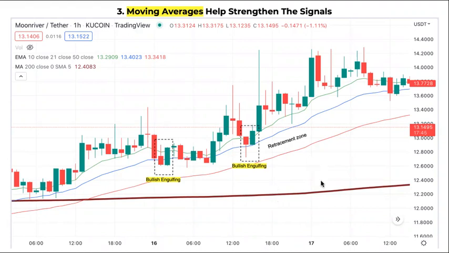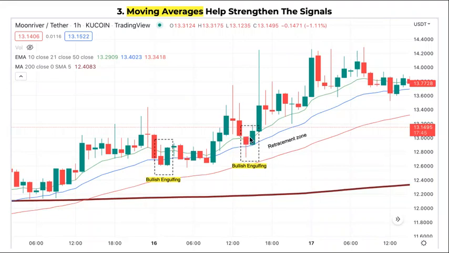Hey Kelvin, even though the wick just entered into the retracement zone, it would do also. You don't have to wait for the close to be at the retracement zone, right? Yep. Because this is a 1 hour chart. If, let's say, you zoom into a 1 minute chart, this thing would have entered the retracement zone already. Agree?